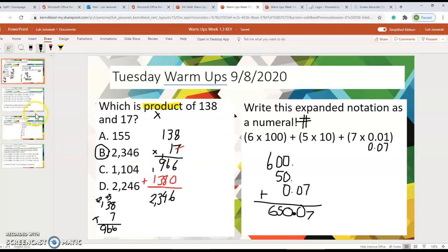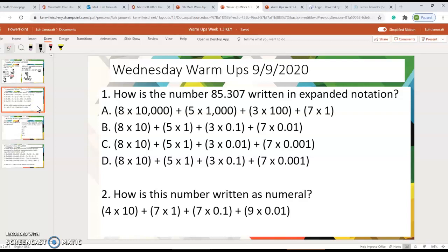Okay, so that's for Tuesday. For Wednesday, the question is, how is this number written? How is the number 85 and 307 thousandths written in expanded notation? Remember, this one is 85, so you can already eliminate this number because that's 80,000, right? So this is 80, 5.